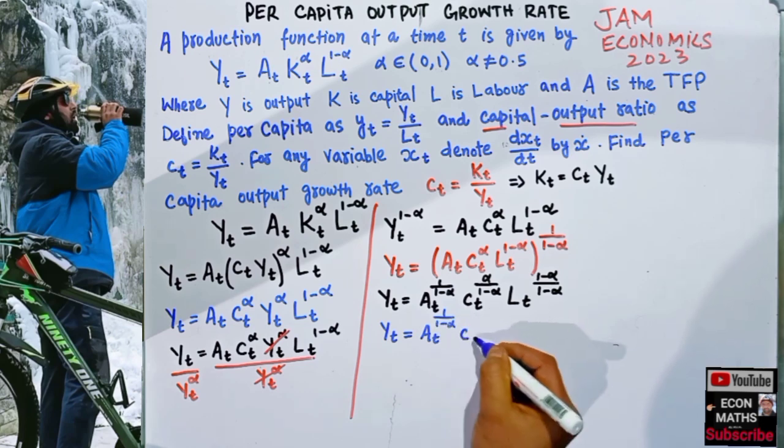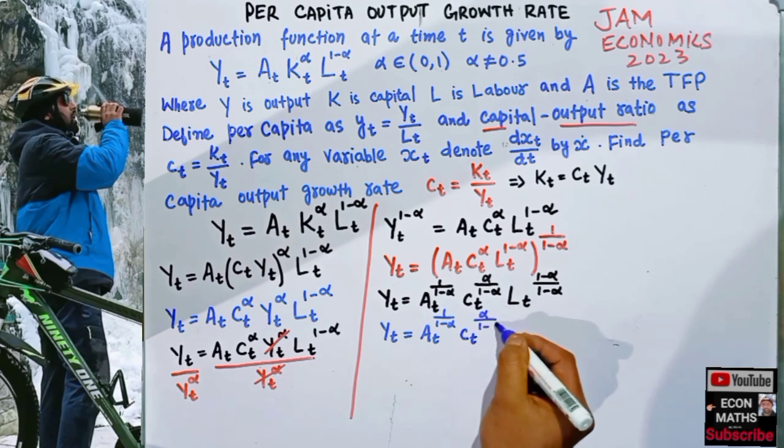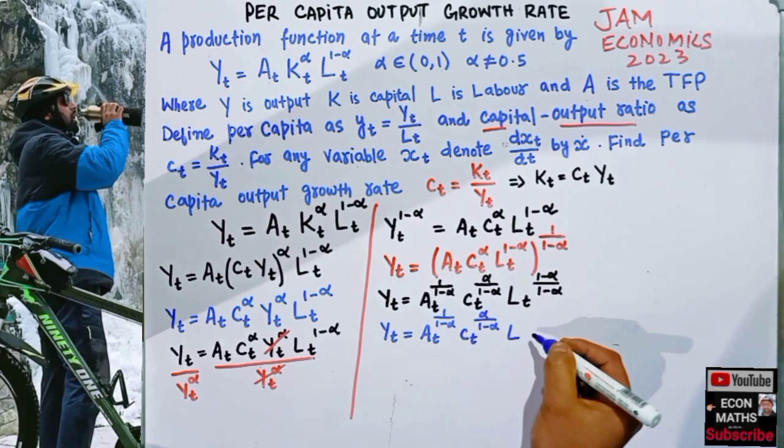We have CT raised to alpha divided by 1 minus alpha, and here we are left with only LT.